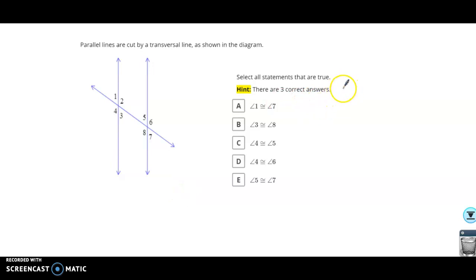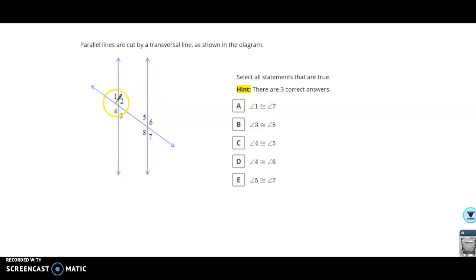This one is a select all, and they've gone ahead and told you there are 3 correct answers. When parallel lines are cut by transversal, select all statements that are true. Well, you need to understand this little symbol here. This is the symbol for congruent, okay?